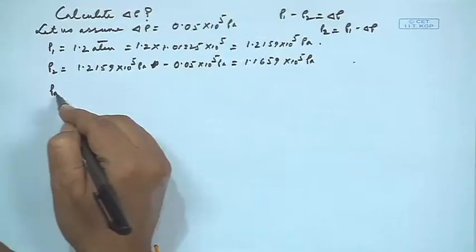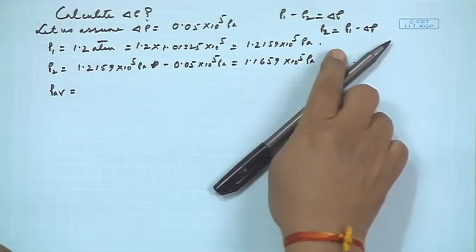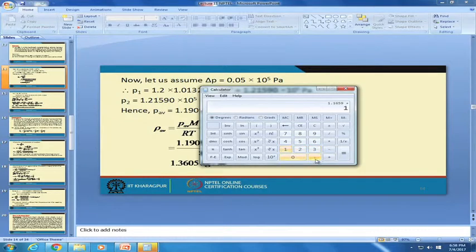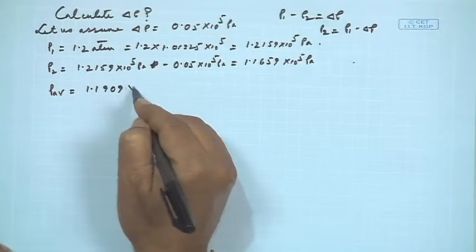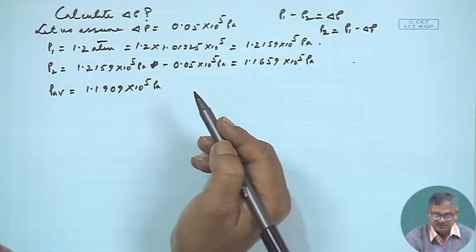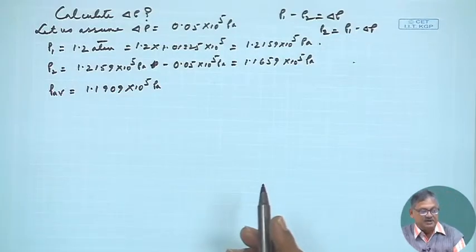So then P average is equals to this 1.1659 plus 1.2159, divided by 2, is equal to 1.1909 into 10 to the power 5 Pascal, right? So we got P average.